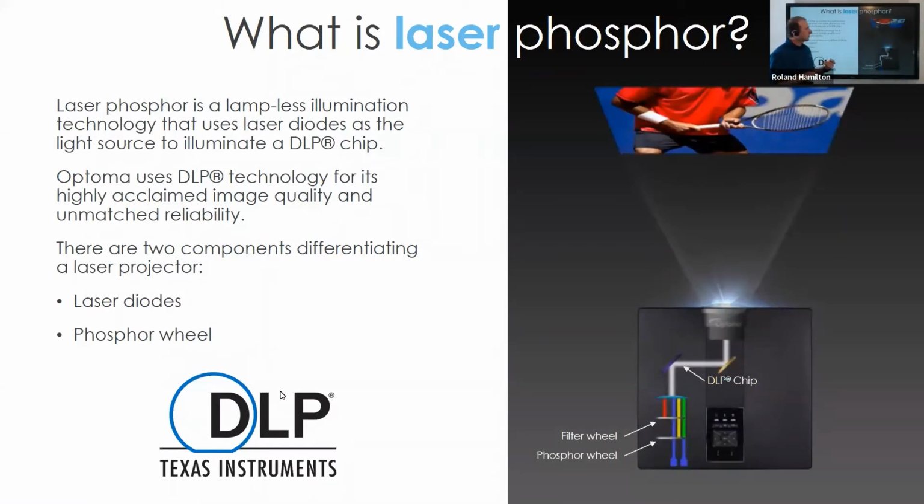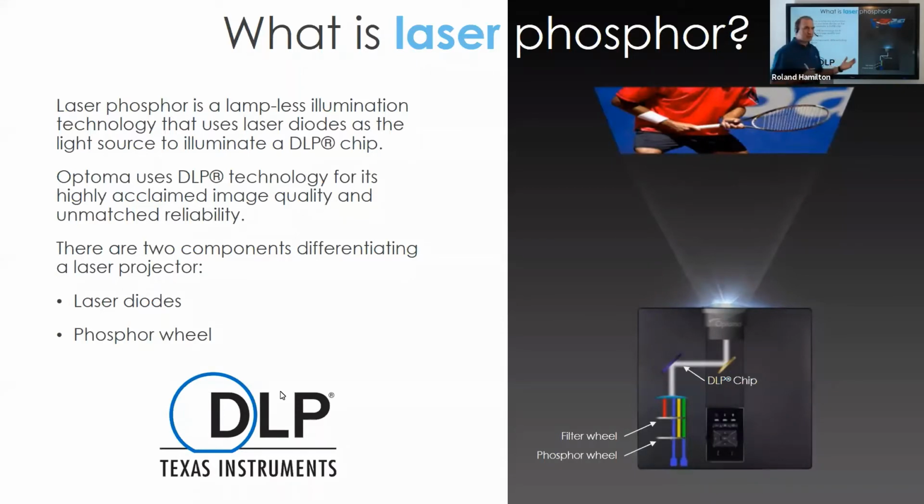So when we talk about laser projection, and most of you probably already know this, I'm just going to cover it for the benefit of those who may not know. When we talk about laser projection, we're talking about the light source, what actually makes the light that's being generated by the projector, as opposed to the imaging chip, etc. All Optoma projectors are DLP. That's the imaging technology. At the heart of every Optoma projector is a DLP chip from Texas Instruments. But when we say laser, we're talking about the light source. What's driving the light that powers the projector?